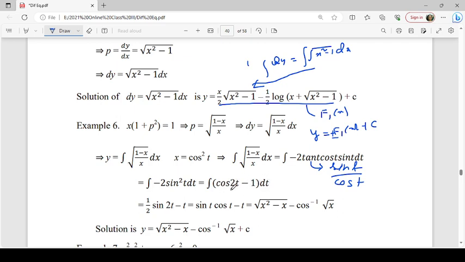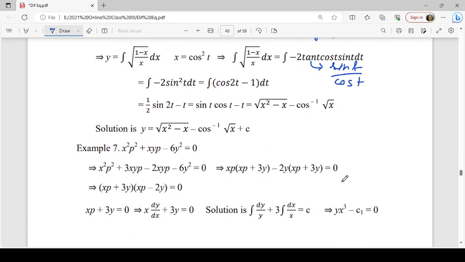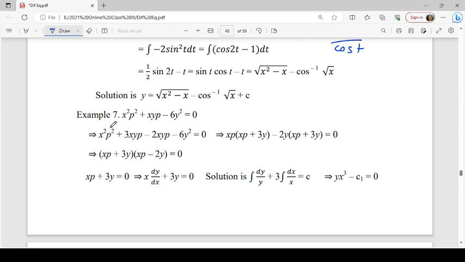After integration we have half of sin twice t minus t plus constant. Then t we write now. t is cos inverse of root over x. So these are the factorizable when it is solvable for p.